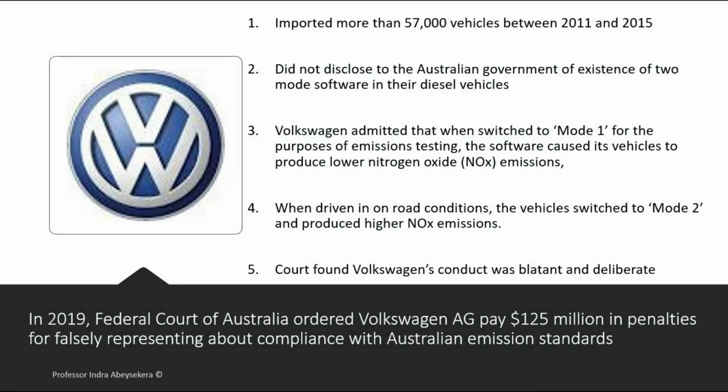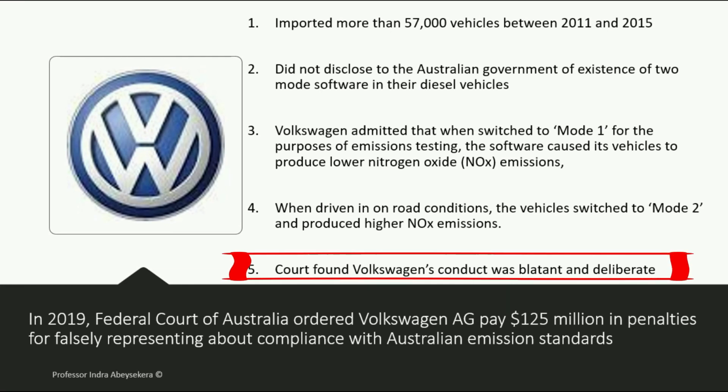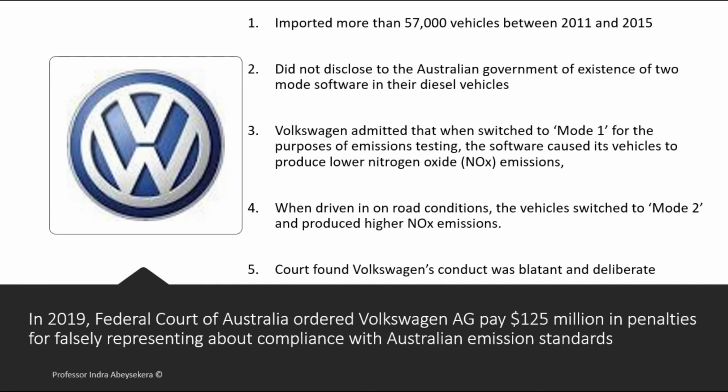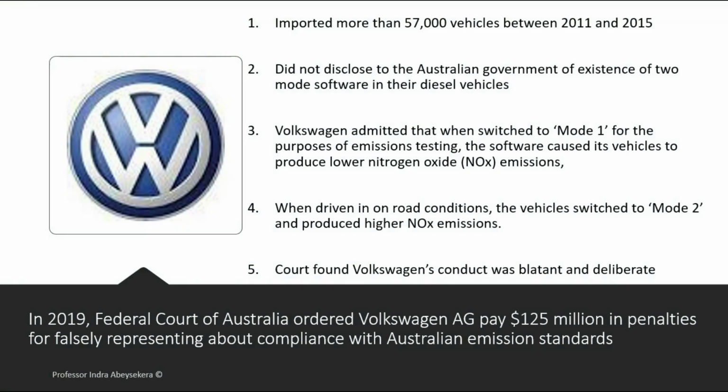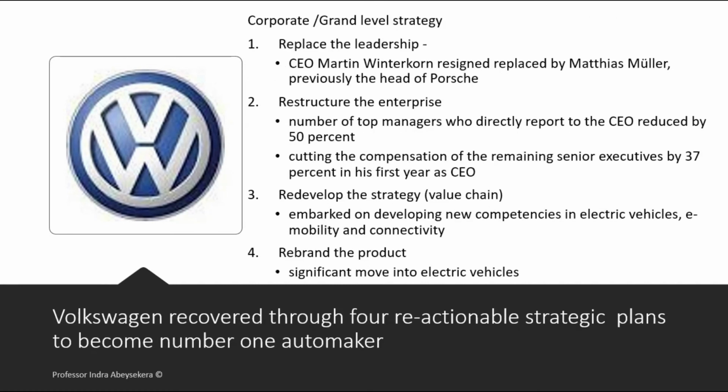The court found Volkswagen's conduct was blatant and deliberate, and in 2019, the Federal Court of Australia ordered Volkswagen Germany to pay 125 million in penalties for falsely representing compliance with Australian emission standards. With this shattered image, Volkswagen reviewed its strategy. At the corporate and brand level, the strategic review and the changes could be identified as follows.